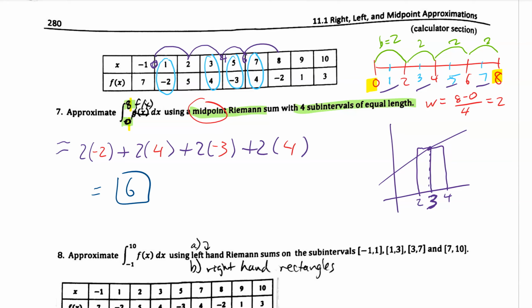Let me double check that. This is going to be -4 plus 8 minus 6 plus 8. That's 16 minus 10, which is 6, and there it is. The answer is 6. All right, moving on.